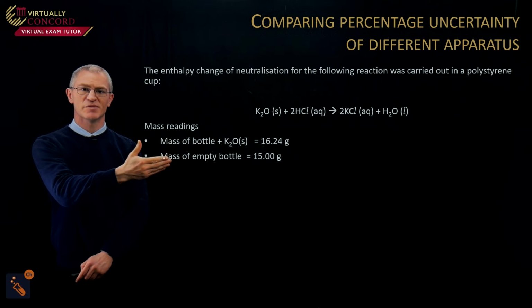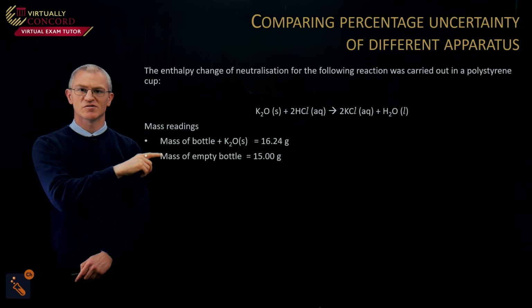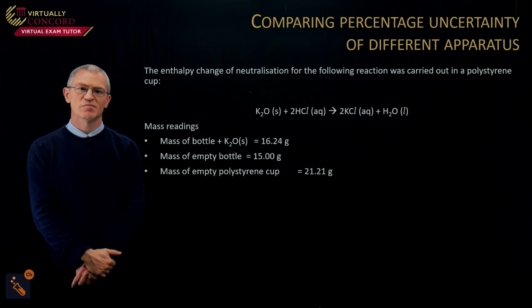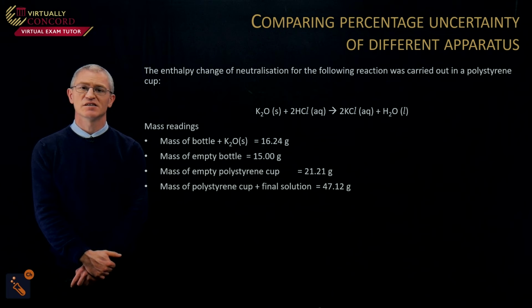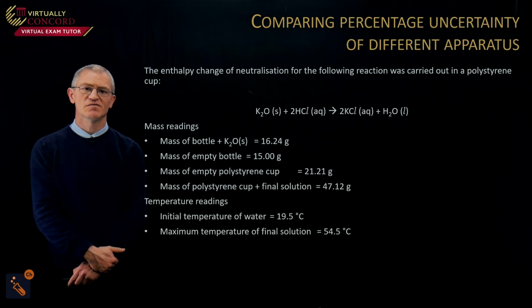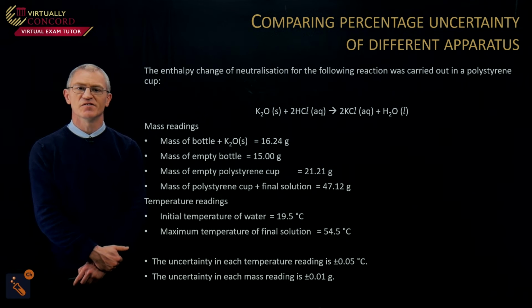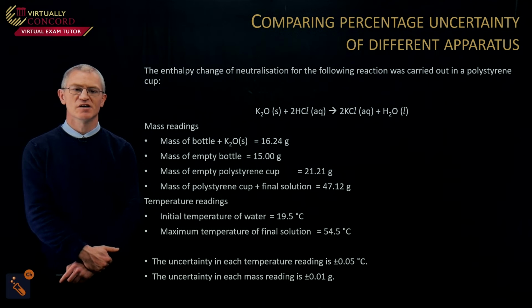So it makes sense if I want to know the mass of the potassium oxide, I would take the mass of the bottle and the potassium oxide and take away the mass of the empty bottle from that. We also have the mass of the empty polystyrene cup that we're doing the reaction in, and the mass of the polystyrene cup plus the final solution. So if we want to know the final solution's mass, we might use these 2 figures. Now we're given the temperature reading, which is initially 19.5 and then finishes on 54.5 degrees Celsius. And then we're given some uncertainty measurements for the temperature reading and for the mass reading, so 0.05 and 0.01.